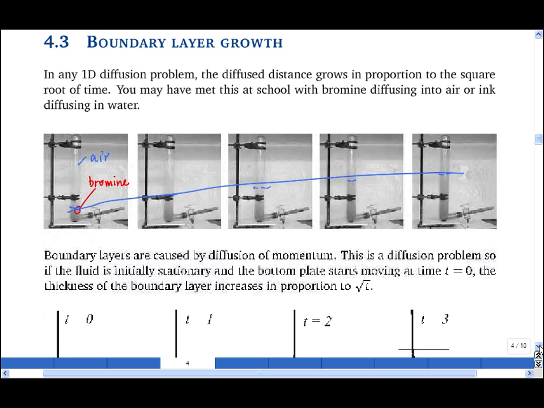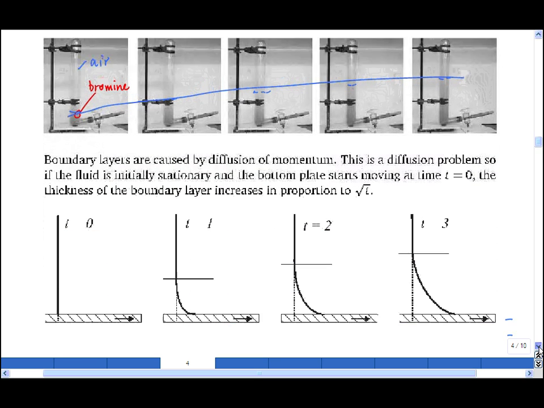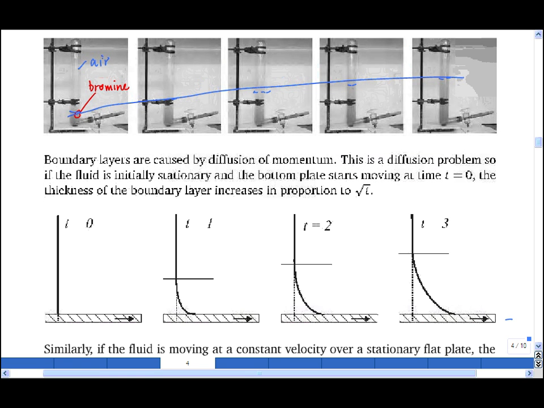Boundary layers are also caused by diffusion. This time, though, it is diffusion of momentum rather than diffusion of bromine. And the diffusion problem is almost one-dimensional because the predominant direction of diffusion is in one direction, which is vertically up, the way I've drawn it here.